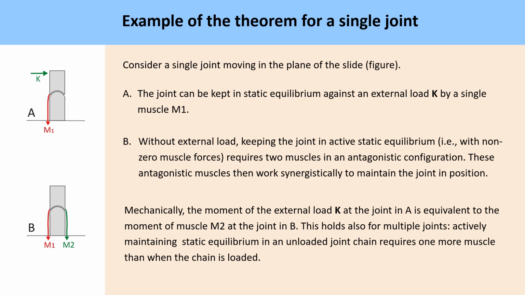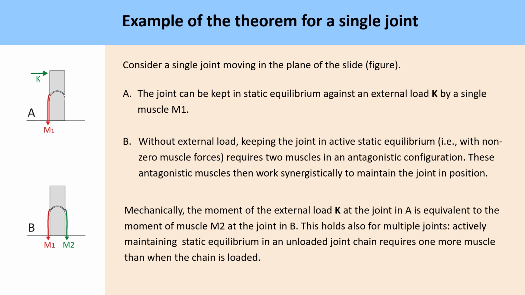The theorem can be simply demonstrated for a single joint. Consider a planar joint moving in the plane of the slide. The joint can be kept in equilibrium against an external force K by a single muscle M as shown in A. However, without external load, keeping the joint in active static equilibrium, i.e. with non-zero muscle forces, requires two muscles in an antagonistic configuration. These antagonistic muscles then work synergistically to maintain the joint in position.